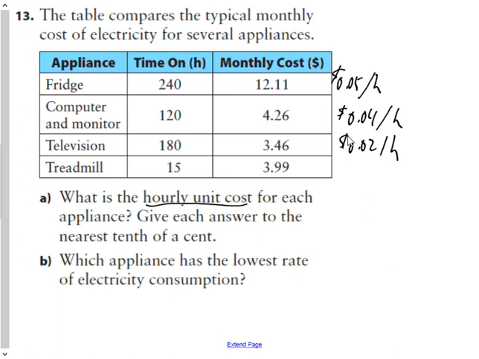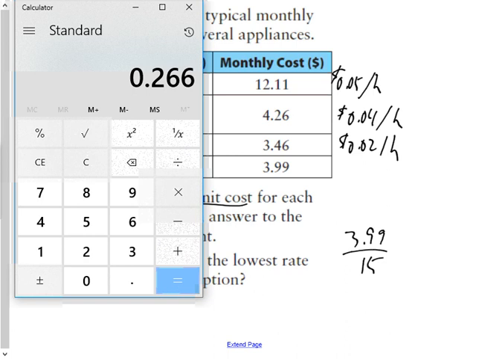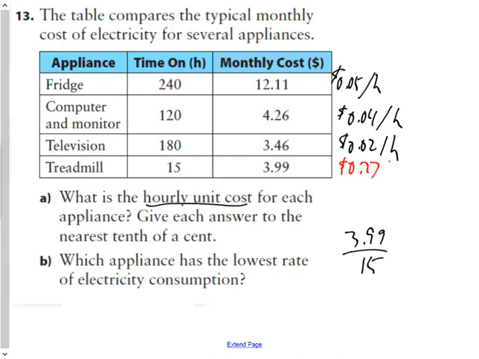And your last question, $3.99 for 15 hours. A treadmill is quite an expensive thing to run. $3.90 divided by 15 hours it's on. It costs about 27 cents per hour to run.